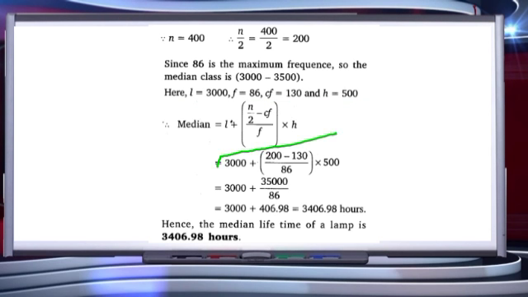So we are going to substitute all these values in the formula of the median, that is L plus (n by 2 minus CF) divided by f, into h. So that reduces to 3000 plus (200 minus 130) over 86, into 500. So this reduces to 3000 plus 35,000 over 86. On simplifying this, we are getting the median as 3406.98 hours.